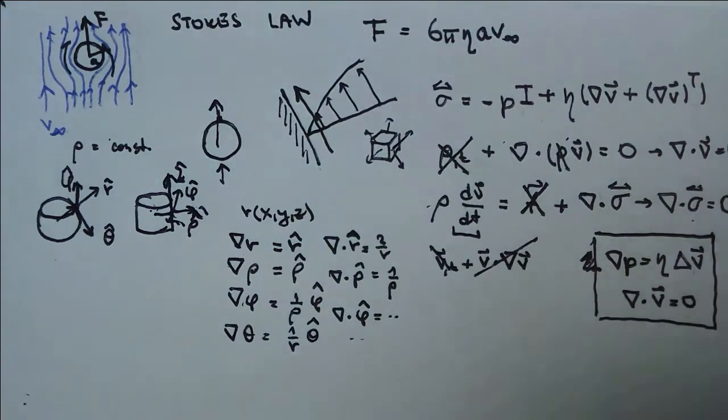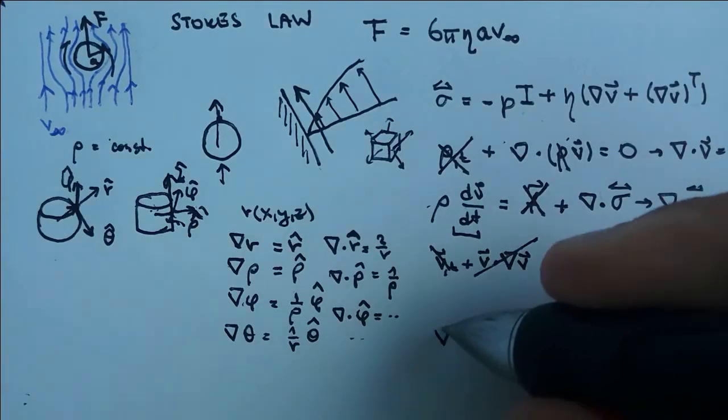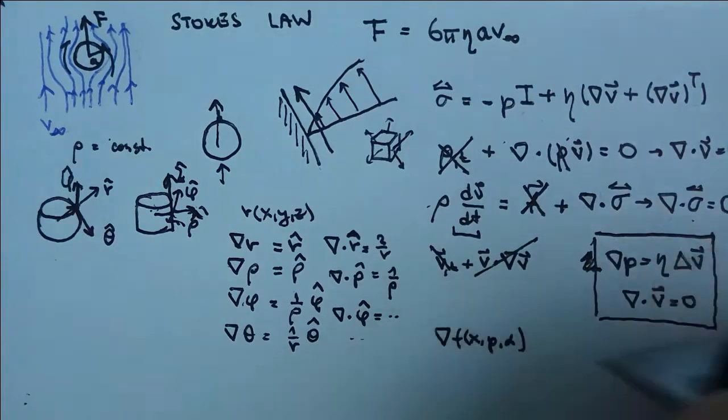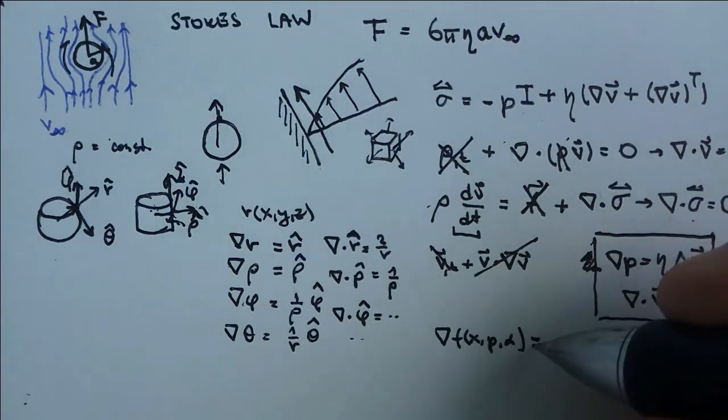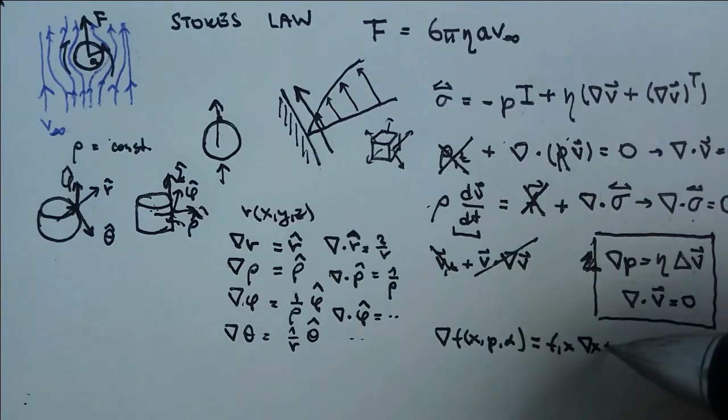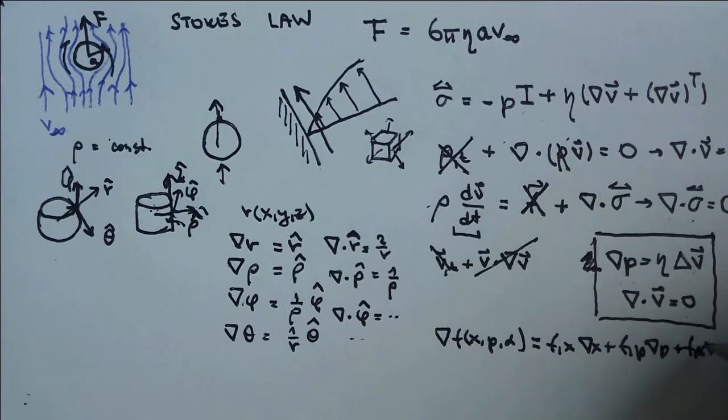The nabla operator satisfies the Leibniz rule as well as the chain rule. The chain rule reads: if you have a function f, which is a function of x, p, and alpha, it doesn't matter what x, p, and alpha are, then you can compute the gradient of f as the derivative of f with respect to x times nabla x, plus the derivative of f with respect to p times nabla p, plus the derivative of f with respect to alpha times nabla alpha.